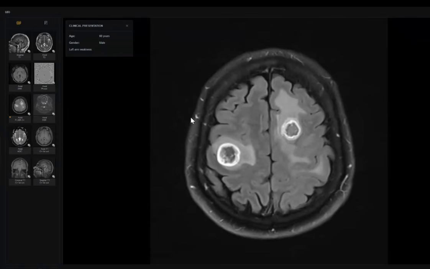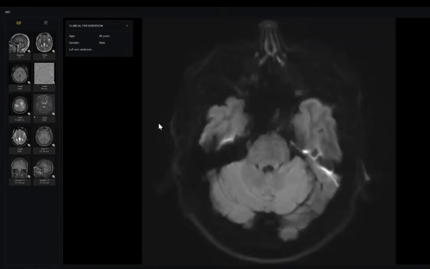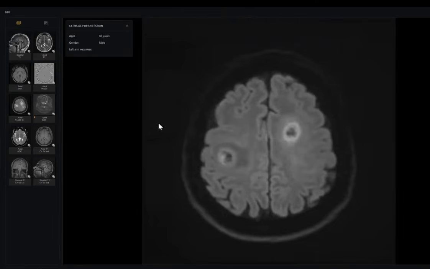What happened? No restriction is seen. No, this is post contrast. Sorry, this is post contrast. This is DWI. What happened? Yes.